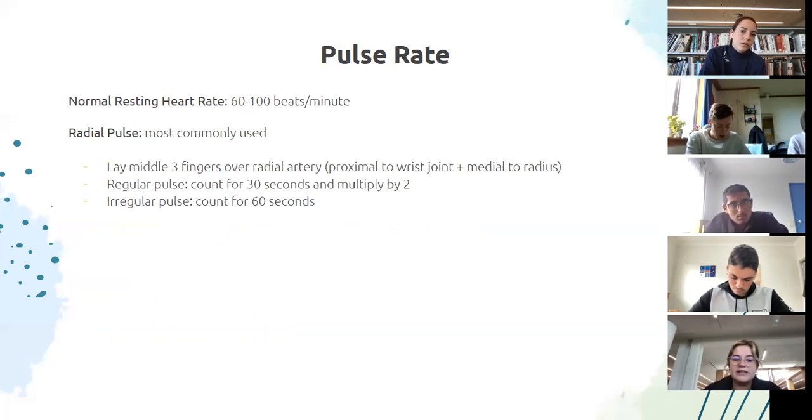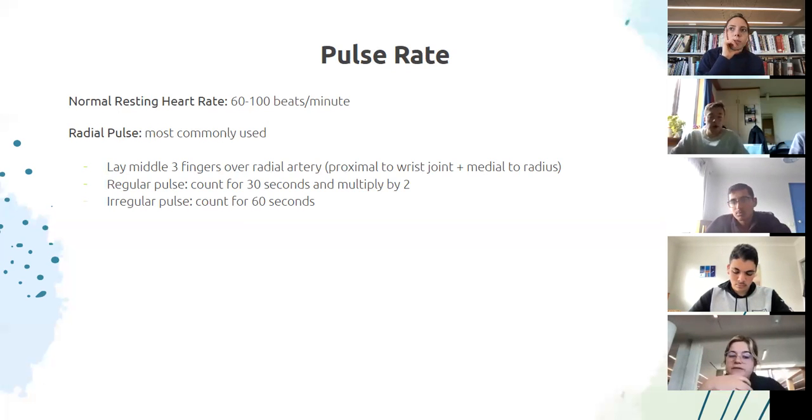Usually we check the pulse rate at the radial pulse, which is on your wrist. I feel like most of you would have seen it in medical shows, but basically you place 2 or 3 fingers over your wrist here, where your radial artery is.